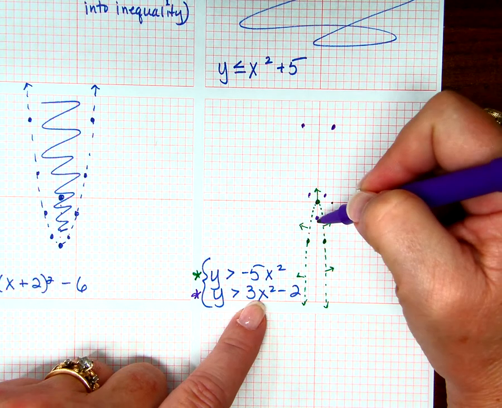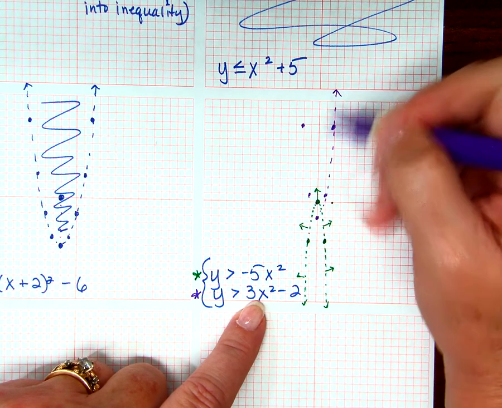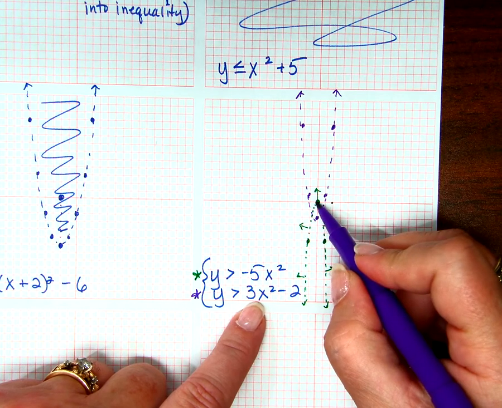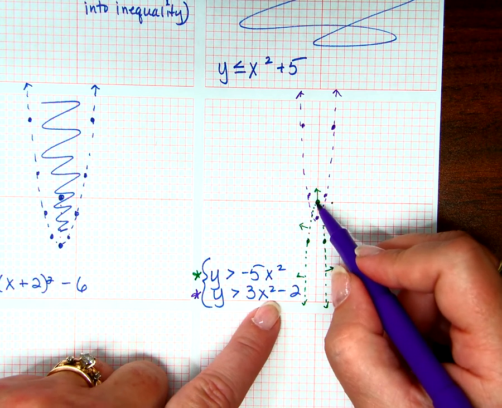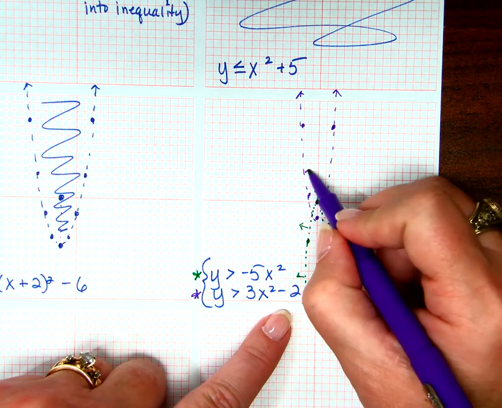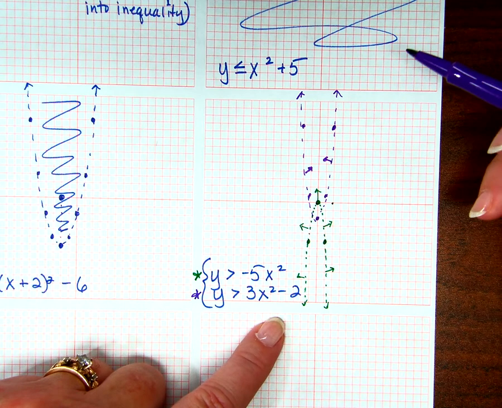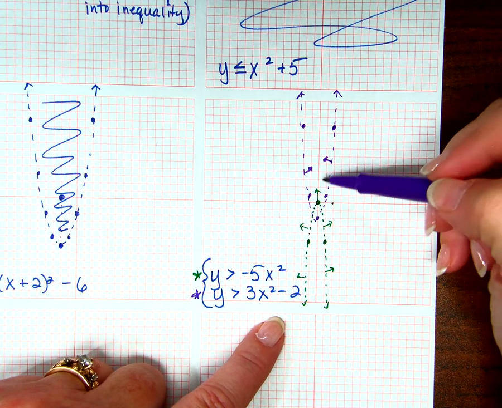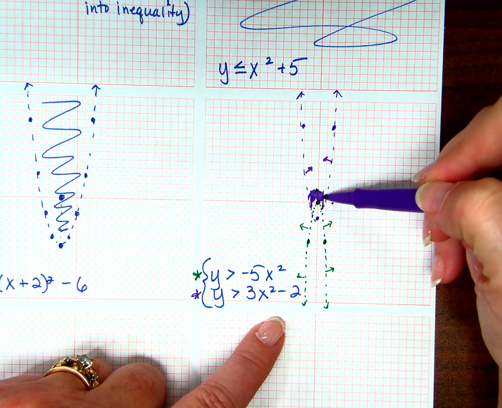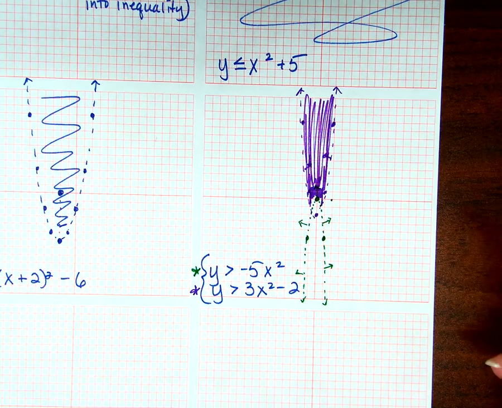Okay. Tell me what to do. Dotted. Can I choose the origin this time to figure out where to shade? Yeah. 0 is greater than negative 2. Okay. So I would shade where the origin is, which is inside the parabola, right? So where am I going to end up shading? So inside the purple one, but not including the green one, right? So like that. Yeah?